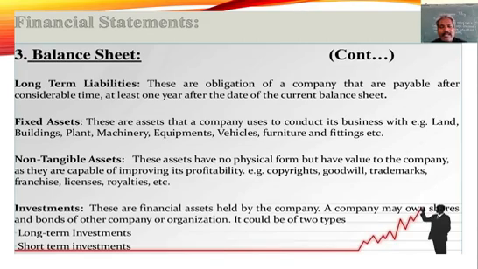Then followed by investments. These are all financial assets held by the company. The company may own shares and bonds of other companies or organizations. It can be of two types: long-term investments and short-term investments. The long-term investments are posted in non-current investments. The short-term investments are posted in current assets under some different categories.